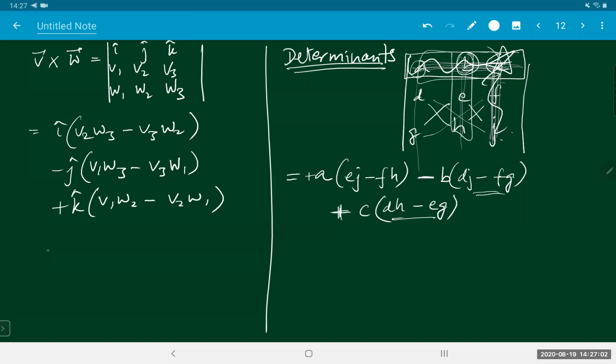One important thing to note is that if V cross W is some vector Z, then V and Z will always be perpendicular to each other, and W and Z will always be perpendicular to each other. So the cross product of two vectors is always perpendicular to those two vectors.